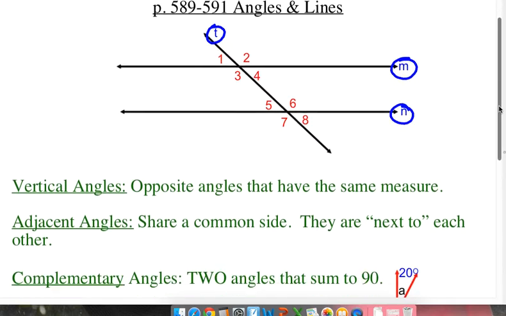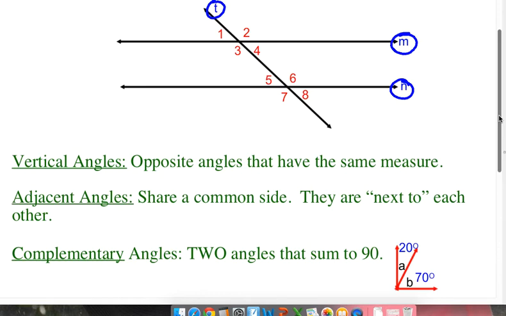The first definition is vertical angles. Vertical angles are opposite angles that have the same measure. So if I'm looking at my design here, angles that are vertical to each other are opposite of each other. That means they are kind of pointing in opposite directions. I like to think of vertical angles as being back to back with each other. Think about how it would be if you stand back to back with one of your friends, right? So you're looking in one direction and your friend is looking in the complete opposite direction of you.